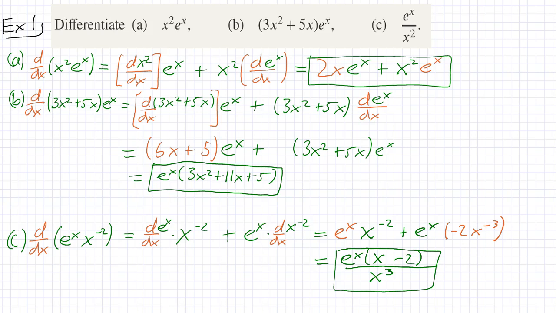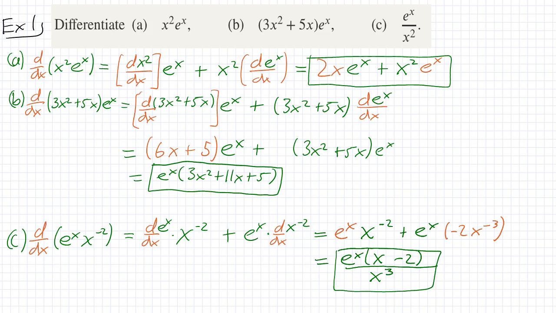So I'll walk through how we did each of these steps, because this is the first time you're using it maybe. So first of all, with part A, our first function, which is like our f, is the x squared, and the second function, which is like the g, is the e to the x.